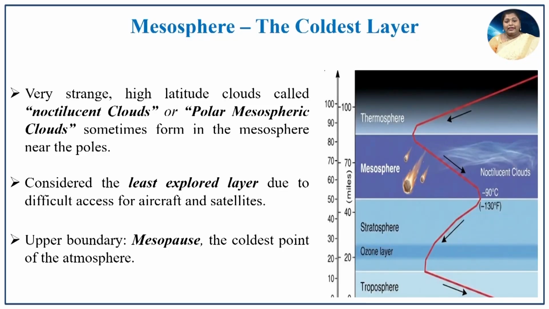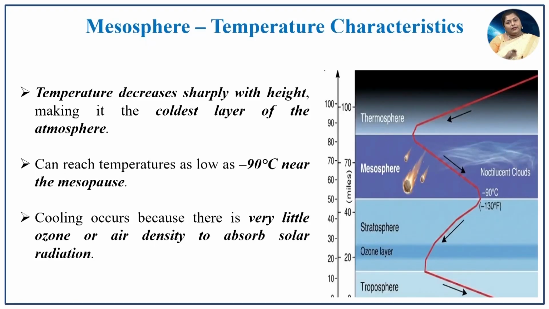It is considered the least explored layer because of this extreme cold in nature. It is due to the difficult access of the aircraft and the satellite in this layer. The upper boundary of the mesosphere is the mesopause. Again, after tropopause, stratopause, then mesopause. The temperature decreases sharply with the height, making it the coldest layer of the atmosphere. So, how much is it decreased? That is minus 90 degrees Celsius near the mesopause.